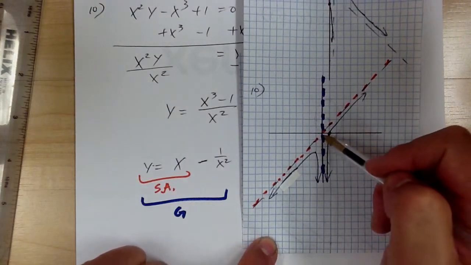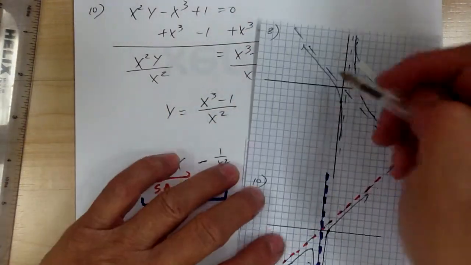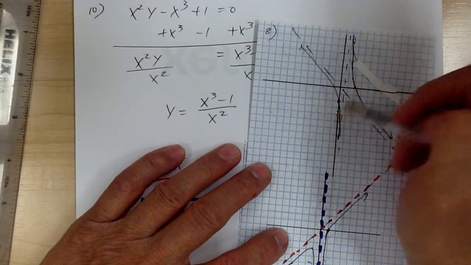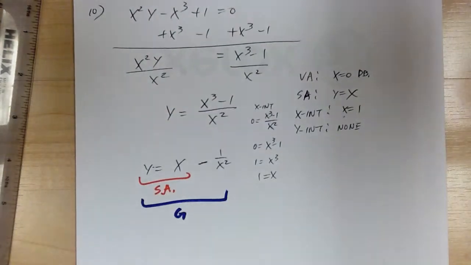Again, double vertical asymptote, they go in the same direction. Single asymptote, they go opposite direction. Okay, let's go to number 12.